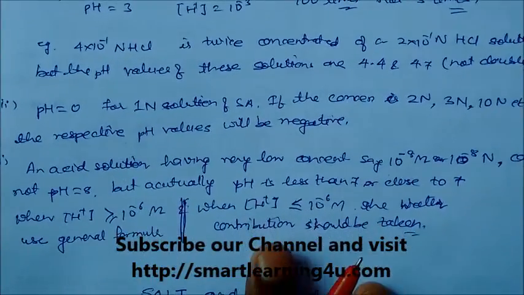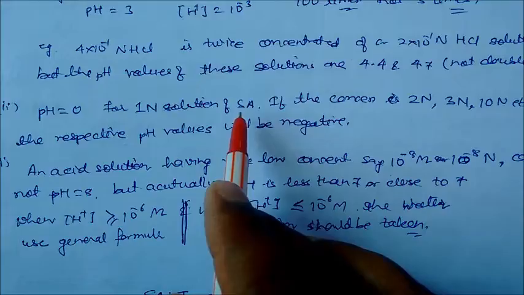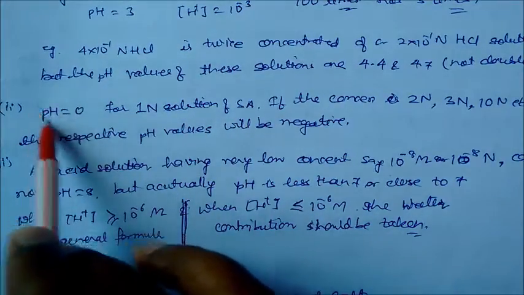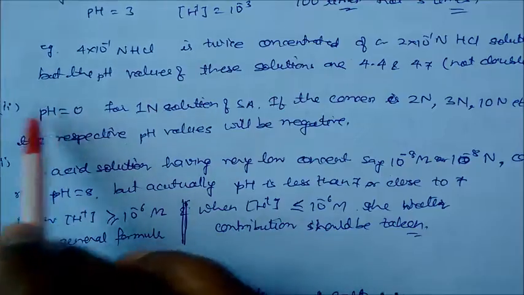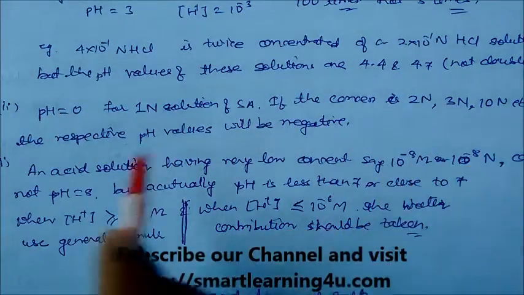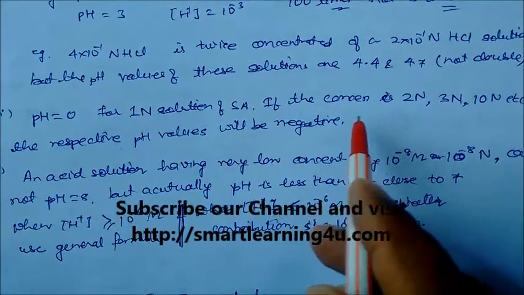Second, if you take the pH equal to 0 for a one normal solution of a strong acid, for one normal it is always considered as 0. If the concentration is 2 normal, 3 normal, 10 normal, then the respective pH will be negative. So this is another limitation.